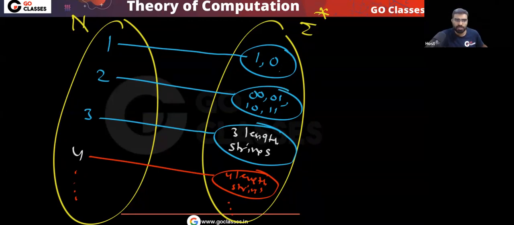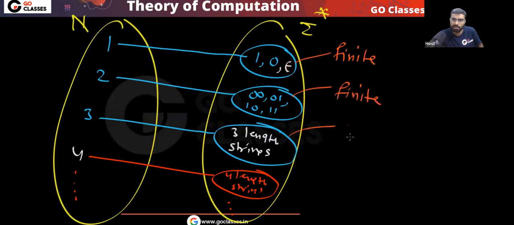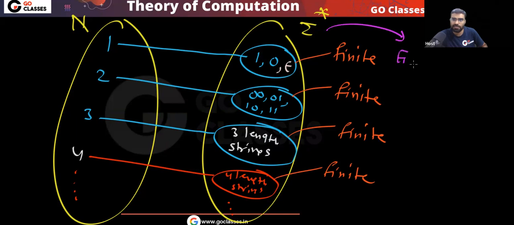Did you notice? Please notice, this is finite. This is also finite. Finite set, finite set, finite set. And can you notice every element is covered? Can you guarantee every element is covered? Yes, every element is covered, right?